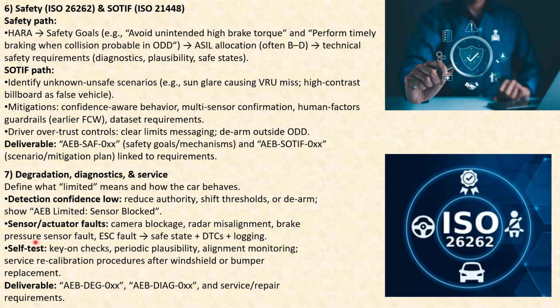All right. Now coming to the sensor actuator faults: camera blockage and radar misalignment, brake pressure sensor fault, electronic stability control fault, and safe state plus DTCs logging. Now coming to the self-test: key-on checks, periodic plausibility, alignment monitoring, service recalibration, and procedures after windshield or bumper replacement.